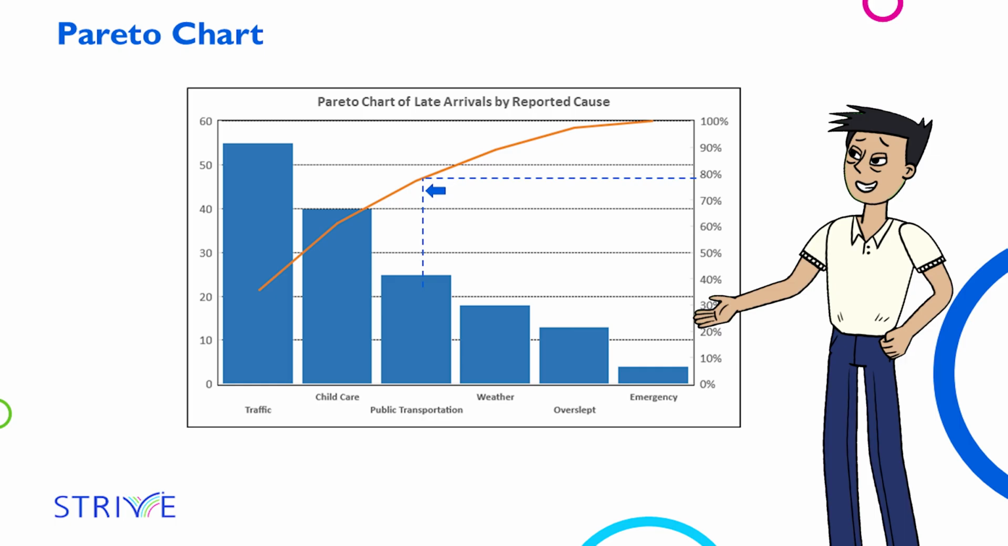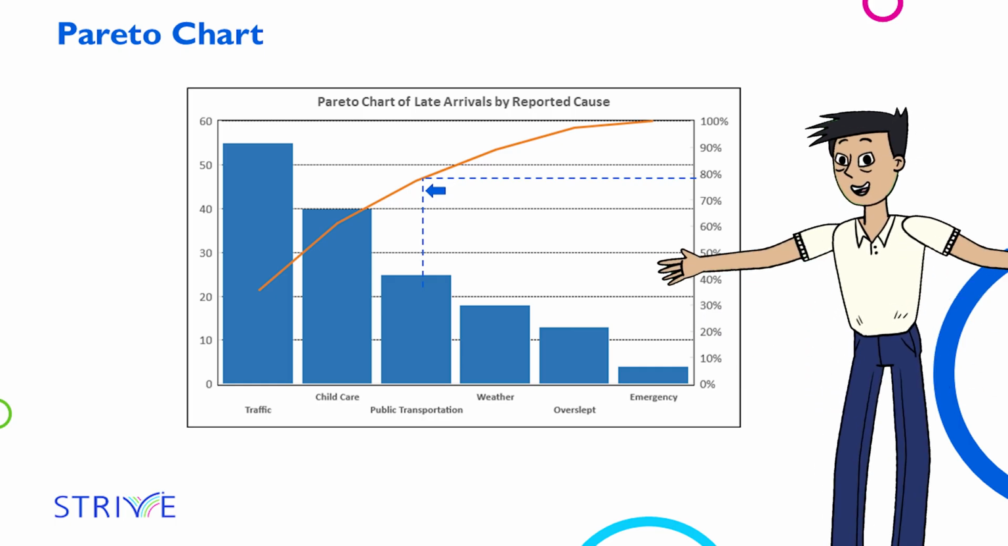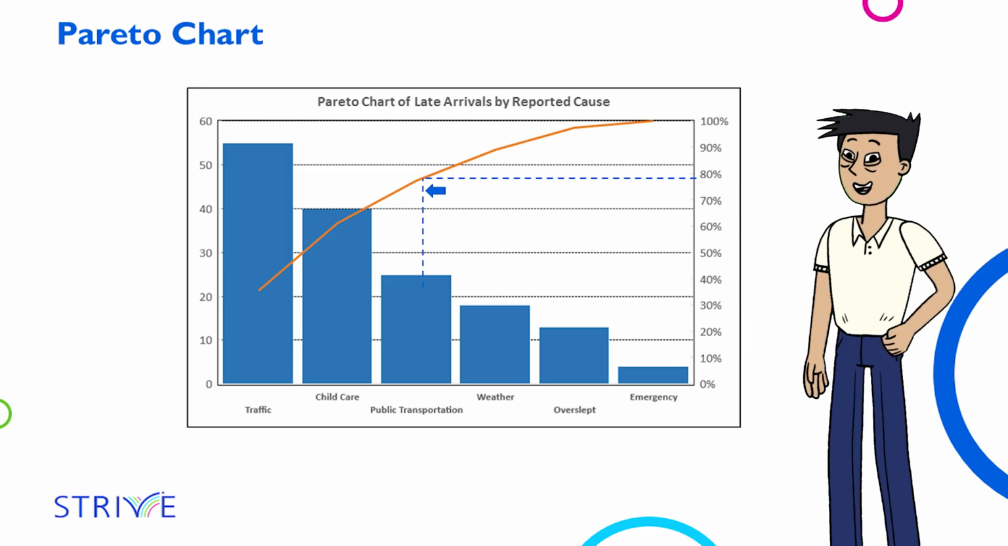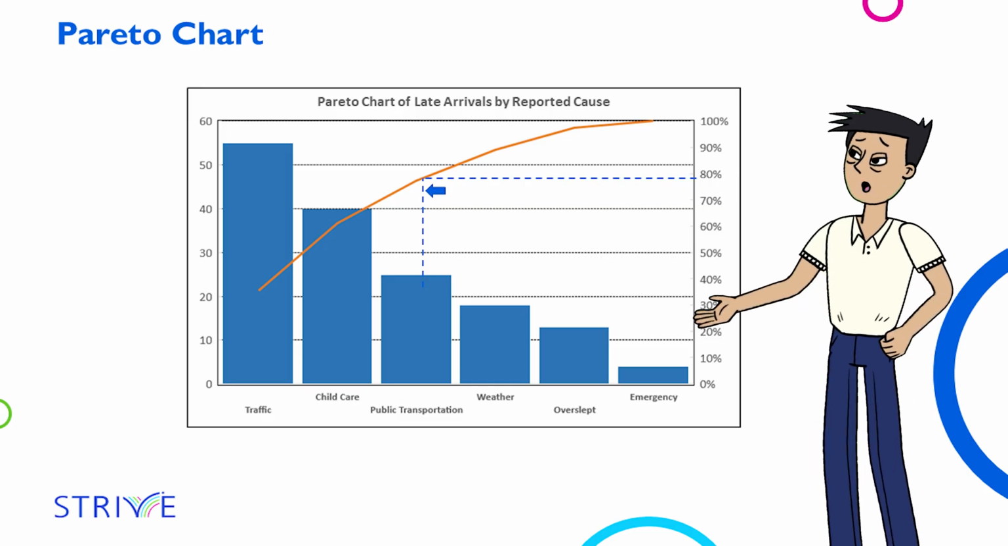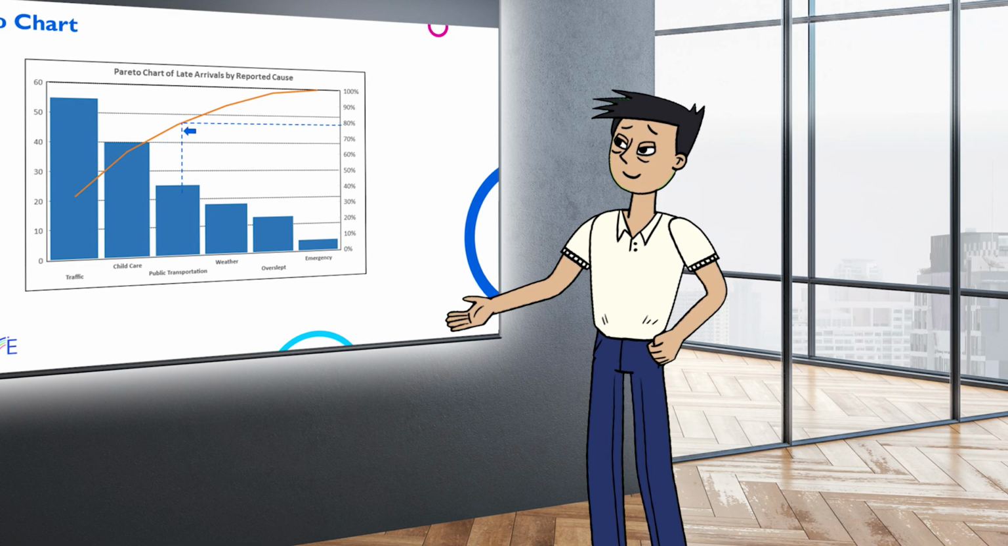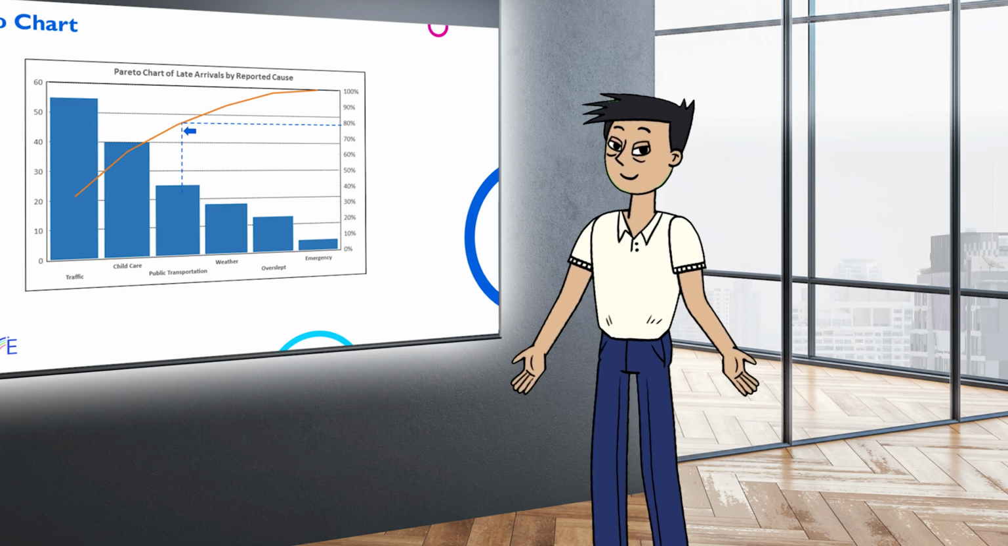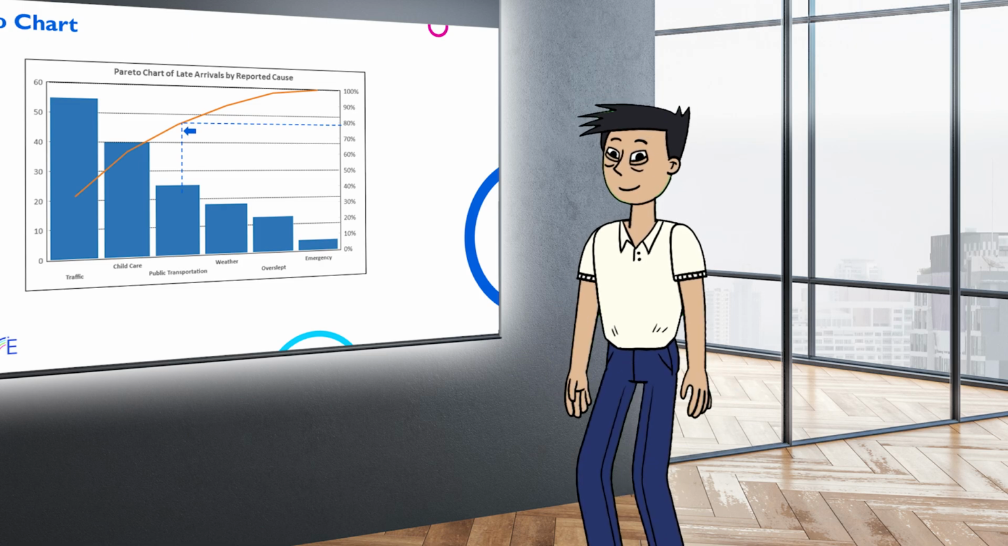So when you look at this actual map that we've got here in the graph, and I've put a blue dotted line coming across from the 80% mark to that red line and going down, you can see that it's only the first three bars that contribute to this. So 80% of the issue is covered by those first three elements, which are traffic, childcare and public transportation.